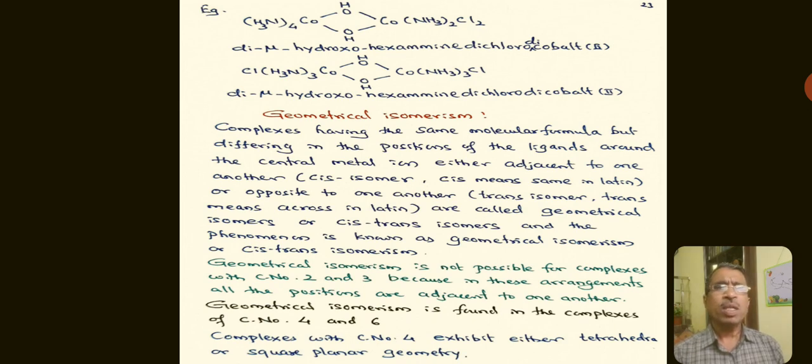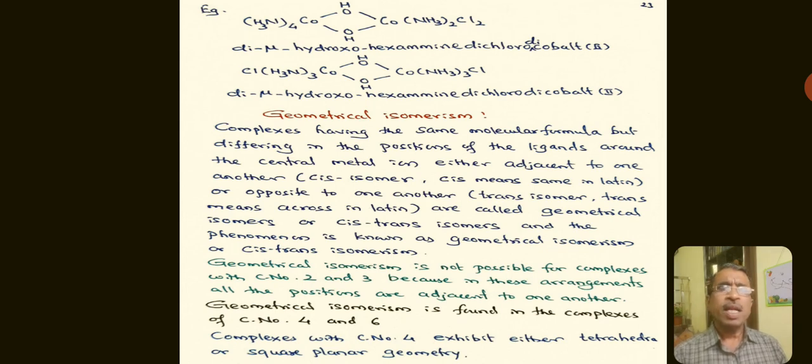In the other complex, the arrangement of the ligands attached to the central metal ion is different, whereas the bridging groups are the same. Here, the 3 ammonia and 1 chloro groups are attached to 1 cobalt, and 3 ammonia and 1 chloro is attached to another cobalt. So here the attachment of the ligands in both the central metal ions are different. So this becomes an example for coordination position isomerism.